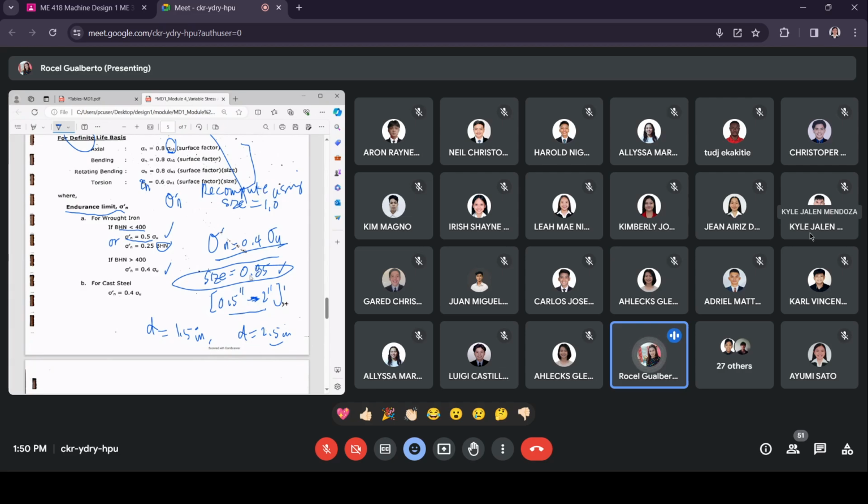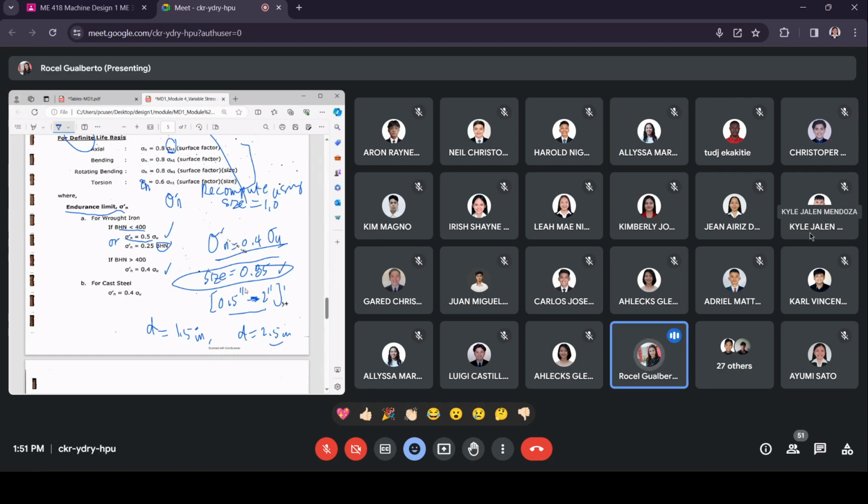Okay? So, papalitan mo po ito. Magiging 1, then you need to recompute. And whatever diameter or dimension that you obtain, that will be final. Okay? No need for assessing it again if it is within this range of 0.5 up to 2.